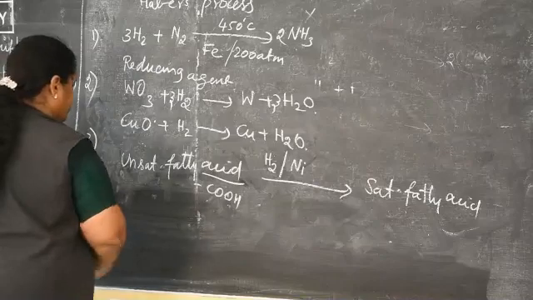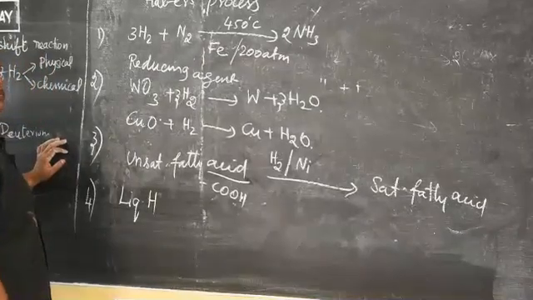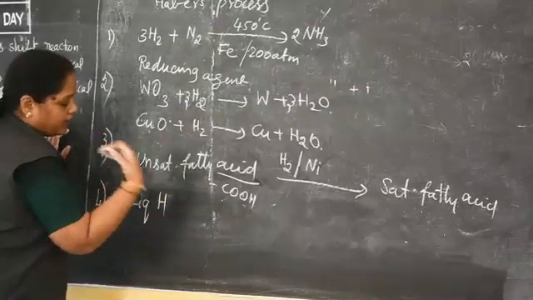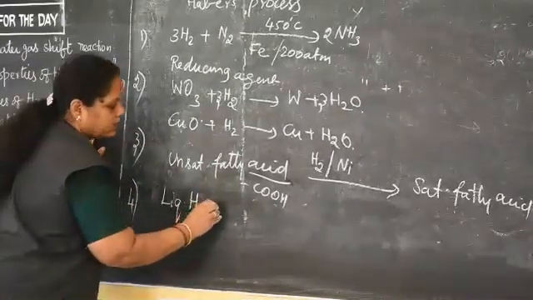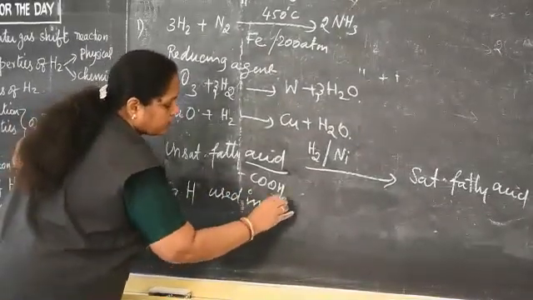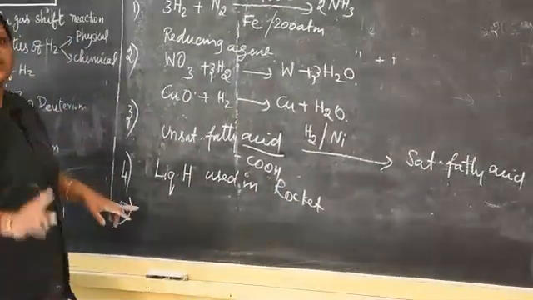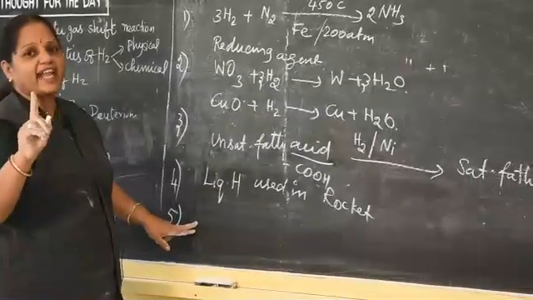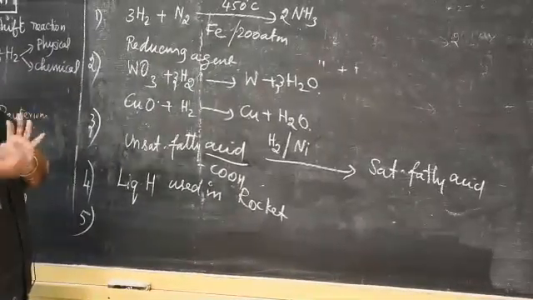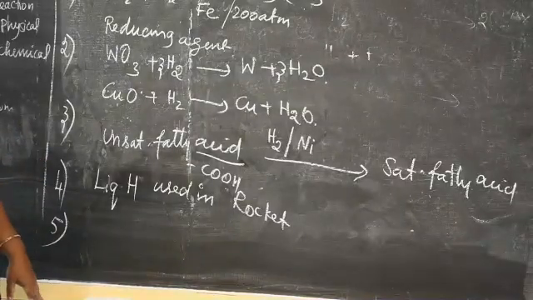Then liquid hydrogen. The fourth application is liquid hydrogen. Liquid hydrogen is used as a fuel in rockets, as rocket propellant. Then atomic hydrogen, a single hydrogen atom, or the oxyhydrogen torch, which produces a large amount of hot flame. That hot flame is used for cutting and welding of many metals, glasses and thermoplastics.